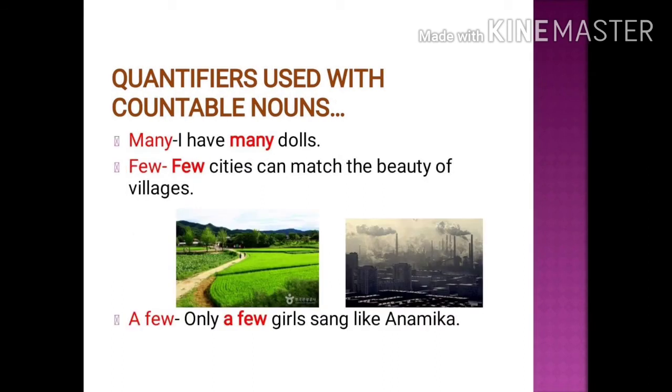Children, like some, any, a lot of, many, few, a few are also quantifiers used with countable nouns. Look at the examples given here. I have many dolls. To denote the quantity of dolls, I am using the quantifier many. Few cities can match the beauty of villages. Only a few girls sang like Anamika. Few, a few. Both are also quantifiers used with countable nouns.